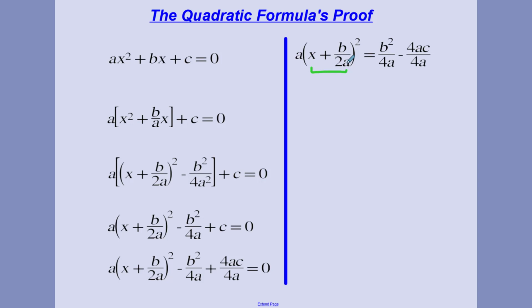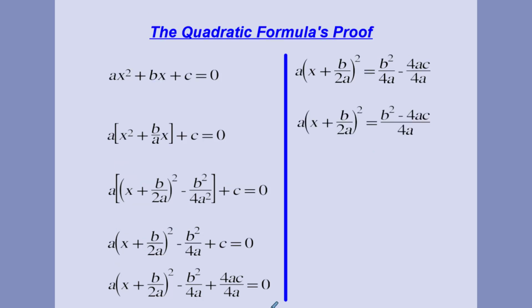Now we need to solve in terms of x, so we need first to simplify the right hand side by writing it as a single fraction over 4a. That's it. So, which gives us now the left hand side term remains the same. On the right hand side we have b squared minus 4ac over 4a. Solving in x, we need to get rid of a, so we're going to divide both sides by a.